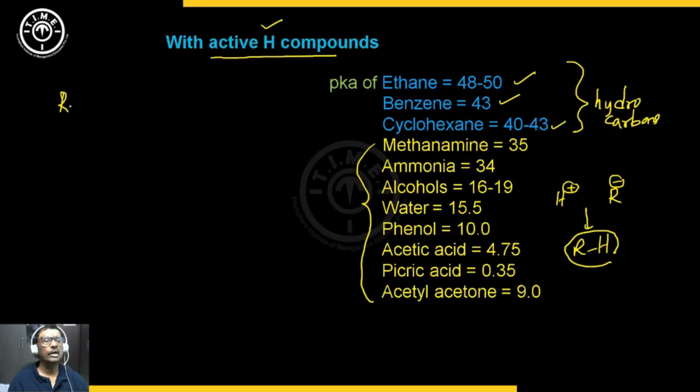So RMgX, if I take, let us say, water. Where is water? Water is here. I'll write here HOH. I'll put it like this. What is going to happen? This is going to form RH plus MgXOH.